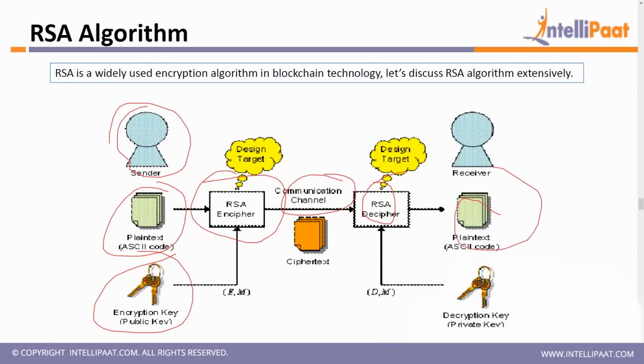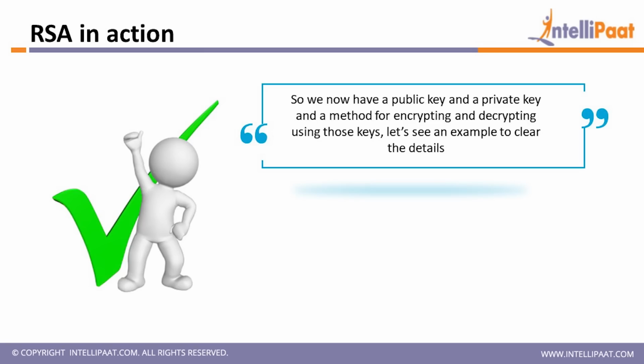This is done using the decryption key, or private key, of the recipient. How does RSA work? We now have a public key and a private key and a method of encrypting and decrypting using those keys. Let's see an example to clear up the details.